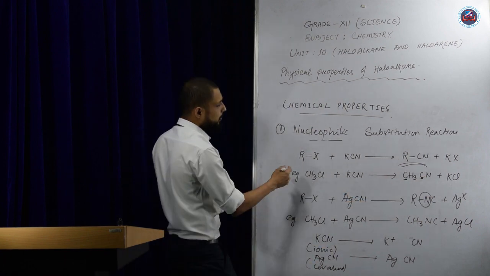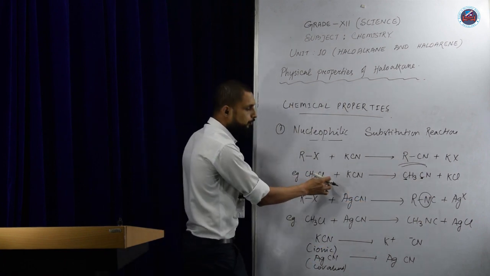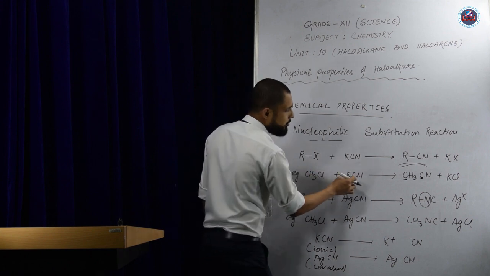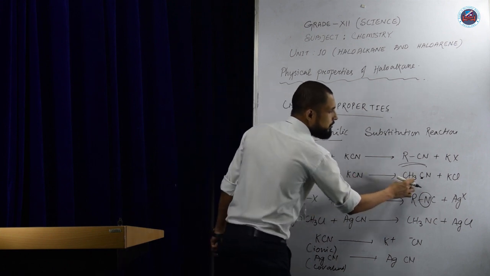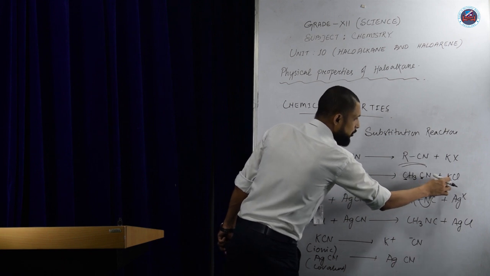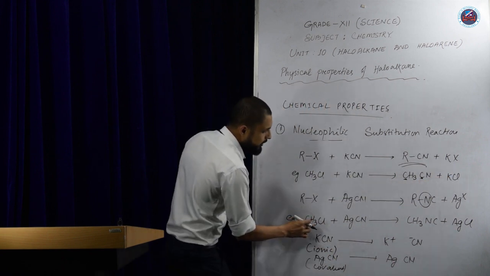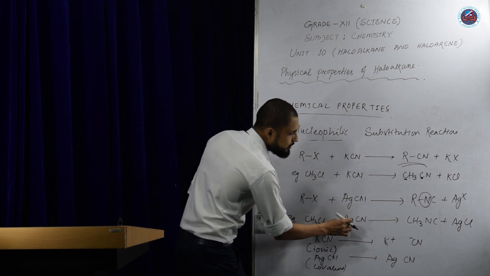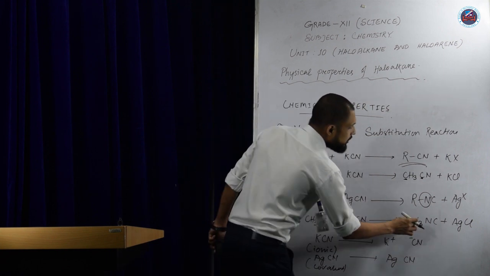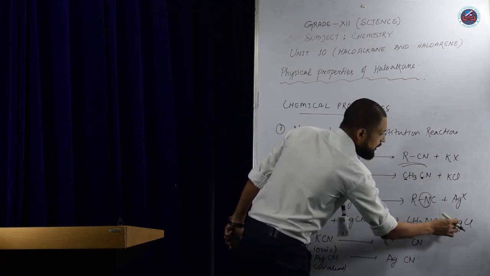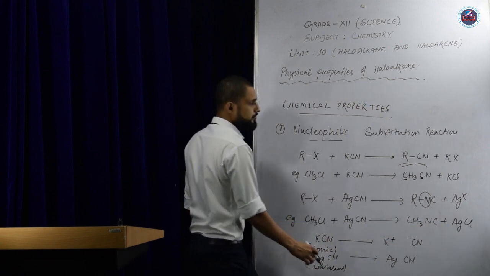So you can see an example: if you take CH3Cl, chloromethane reacts with potassium cyanide, you will get methyl cyanide and potassium chloride. Whereas if you take chloromethane and silver cyanide, you will get methyl isocyanide and silver chloride.